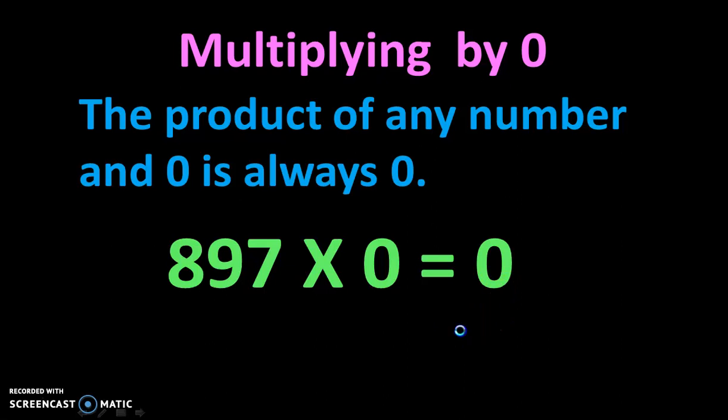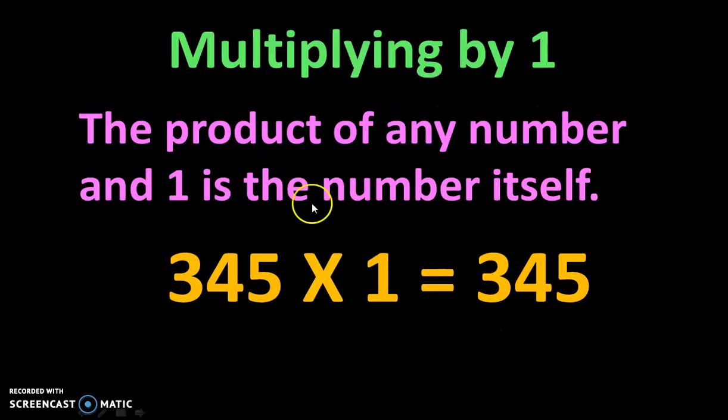The next property is multiplying by 1. The product of any number and 1 is the number itself. So when you multiply any number with 1, you get the same answer. Likewise in tables, you have 3 ones are 3, 5 ones are 5, 7 ones are 7, 8 ones are 8, 11 ones are 11, 12 ones are 12. Any number multiplied with 1, you get the same answer.